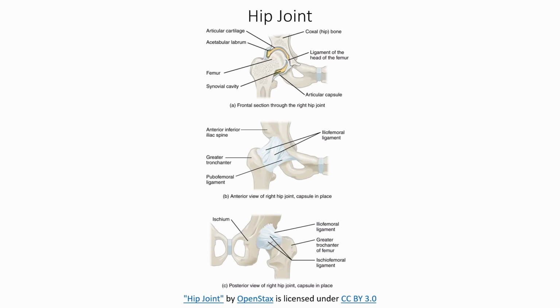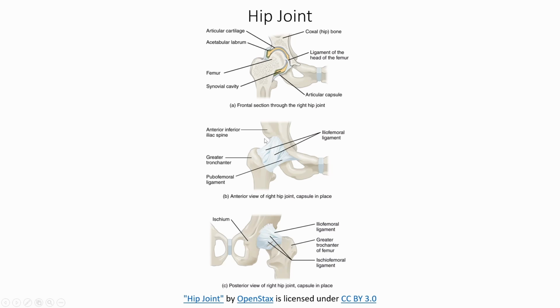Looking at the hip joint, we see the acetabulum with the acetabular labrum in there. Again, creating some space so that we have the synovial fluid inside there. So that's in yellow, the synovial cavity, with the articular capsule on each side.